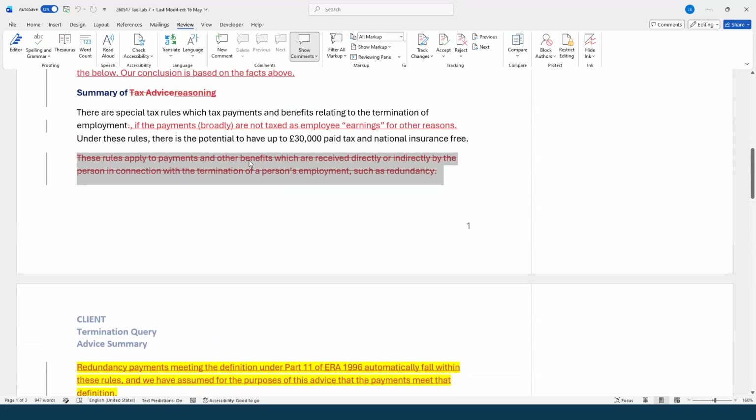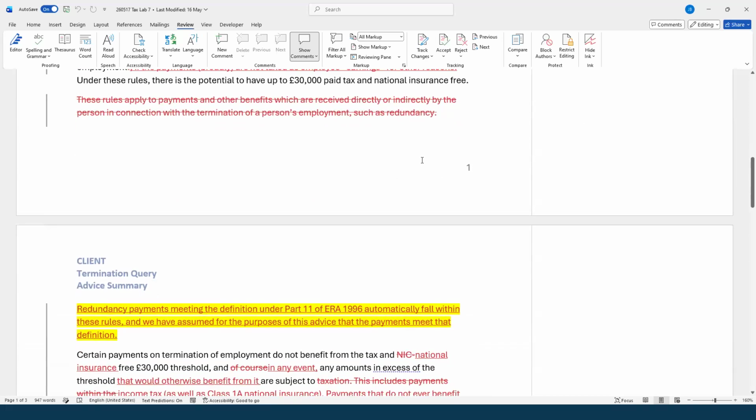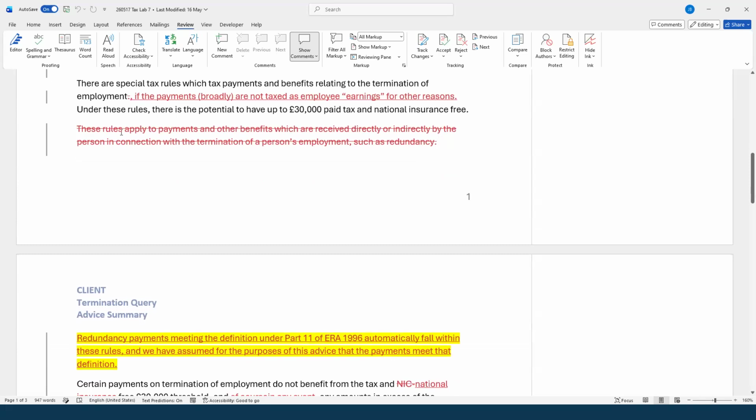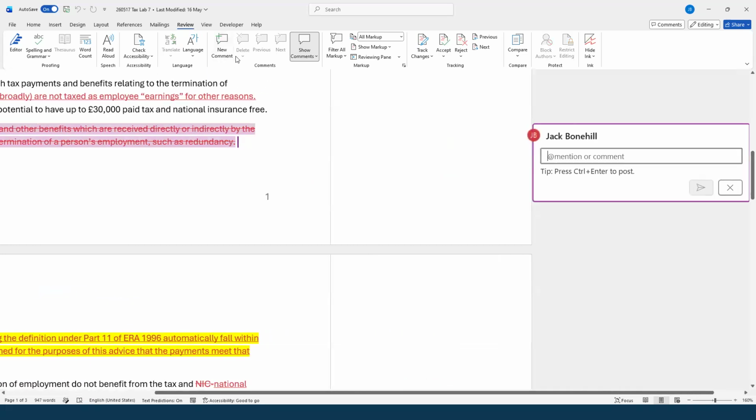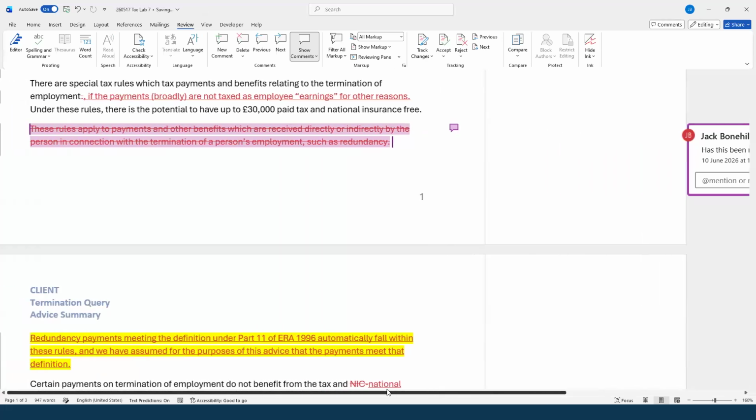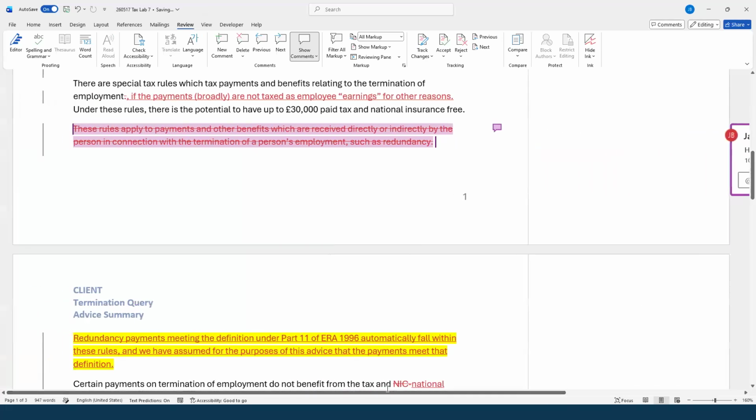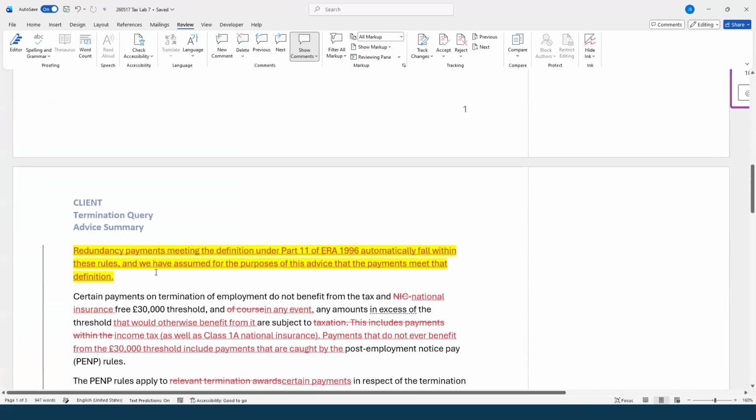So the rules apply to payments and other benefits which are received directly or indirectly, and so on. Okay, maybe that's just been moved to somewhere else actually. We'll see that. Has this been moved? Because I quite like it at face value now. This does go to show how sometimes it can be arguable what's necessary and what isn't necessary, because people can have different opinions on things.